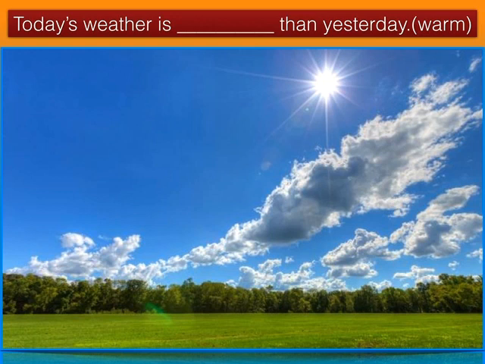And here the word warm is the base form, and to form comparative degree we would be adding ER to it. So the answer would be warmer. Today's weather is warmer than yesterday. Now let's move on to the next rule.